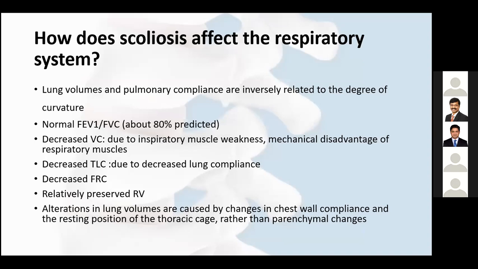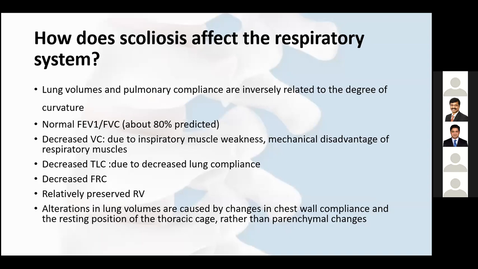So how does scoliosis affect the respiratory system? Lung volumes and pulmonary compliances are inversely related to the degree of the curvature. Usually the FEV1 and FVC are normal, but there is decreased vital capacity due to the inspiratory muscle weakness, because of the mechanical disadvantage of the respiratory muscles. The total lung capacity is also decreased because of the decreased lung compliance. The functional residual capacity is decreased, and relatively residual volume is preserved. Alterations in the lung volumes are caused by changes in the chest wall compliance and the resting position of the thoracic cage rather than the parenchymal changes.